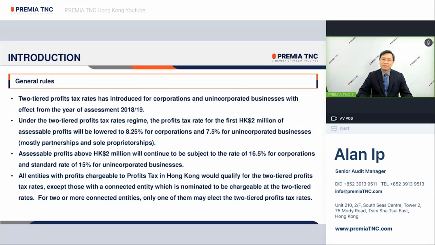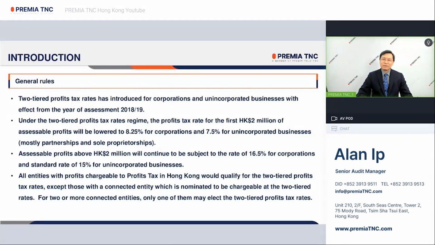Under the two-tier profit tax rate regime, the profit tax rate for the first 2 million Hong Kong dollars of assessable profit will be lowered to 8.25% for corporations and 7.5% for unincorporated businesses. Assessable profits above 2 million Hong Kong dollars will continue to be subject to the rate of 16.5% for corporations and the standard rate of 15% for unincorporated businesses.